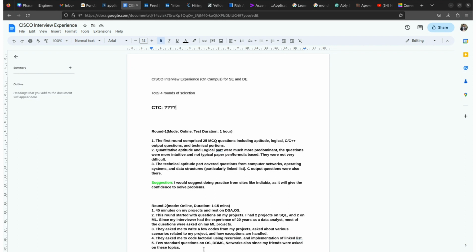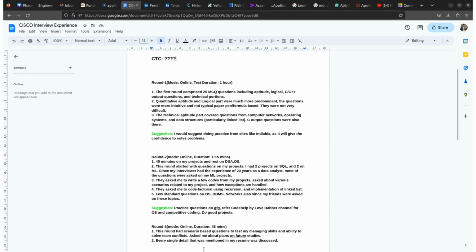So the whole summary is that you should have a good knowledge of data structures, operating systems, computer networks, and DBMS, which you will study in your college. And apart from that, you should have a good knowledge about the projects that you have done in your college, and about the achievements that you have got in your degree period, like the 4 years degree period.